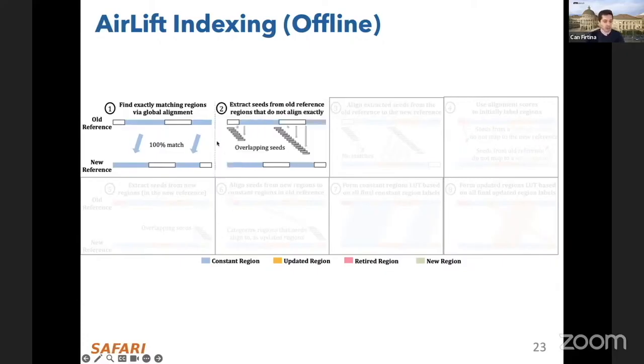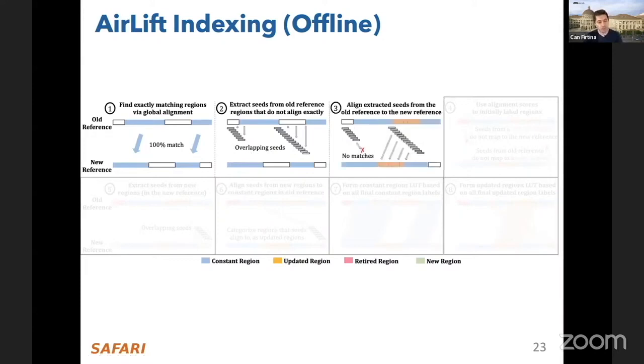For all the other regions that are not exactly matching between the 2 reference genomes, we extract the overlapping k-mers or overlapping seeds. And these seeds are usually as long as the read length. For example, if we're using short Illumina reads of length 100, then these seeds would have a length of 100. After extracting these seeds that do not align exactly between the old and new reference genome, we align them to the new reference genome.